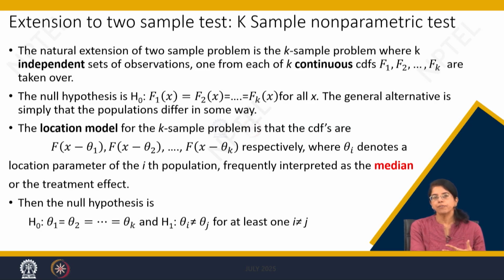Then one format of the null hypothesis might be theta 1 is equal to theta 2 and that is equal to theta k. So, that is the null hypothesis, and the alternative hypothesis is that at least one of the equalities fails, that is, theta i not equal to theta j for at least one pair i not equal to j.